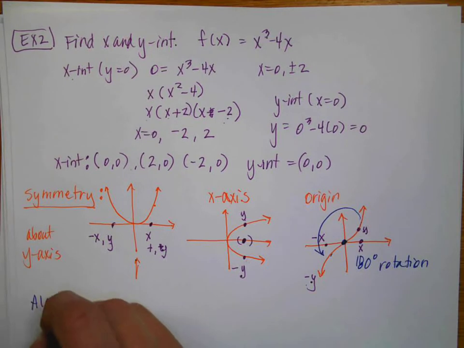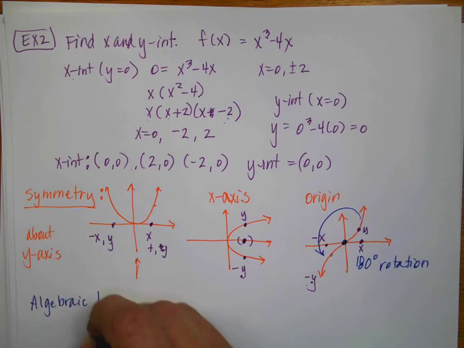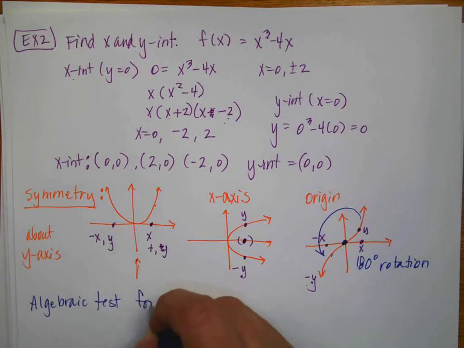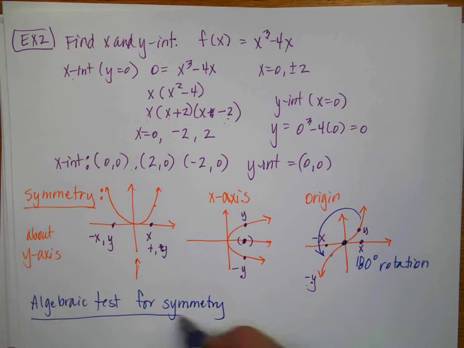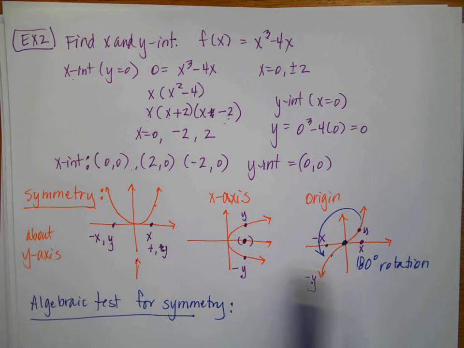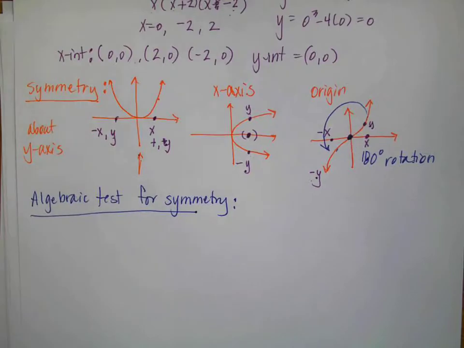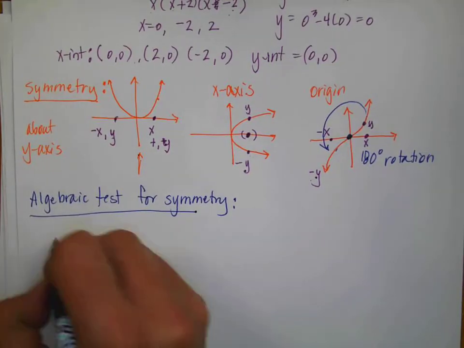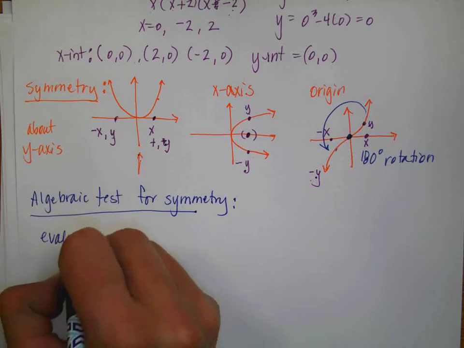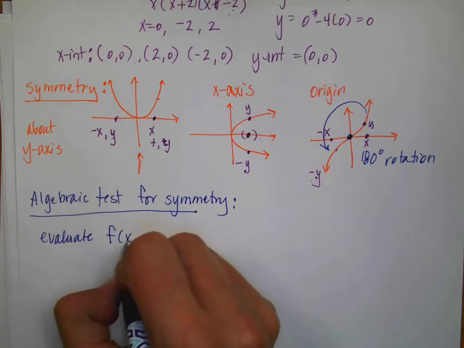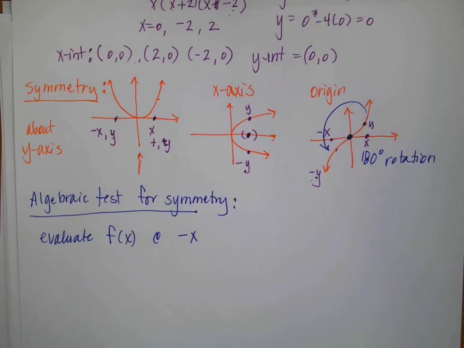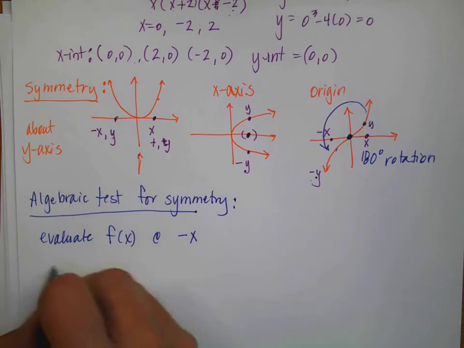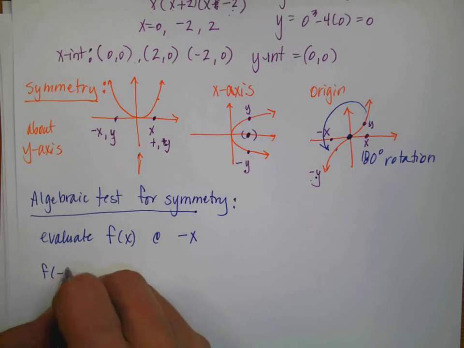So now let's talk about what that looks like for the algebraic test for symmetry. We're going to be able to do this not only graphically, but also algebraically. So when I want to do an algebraic test, I'm going to evaluate the function at a negative x, and then I'm going to manage the results.